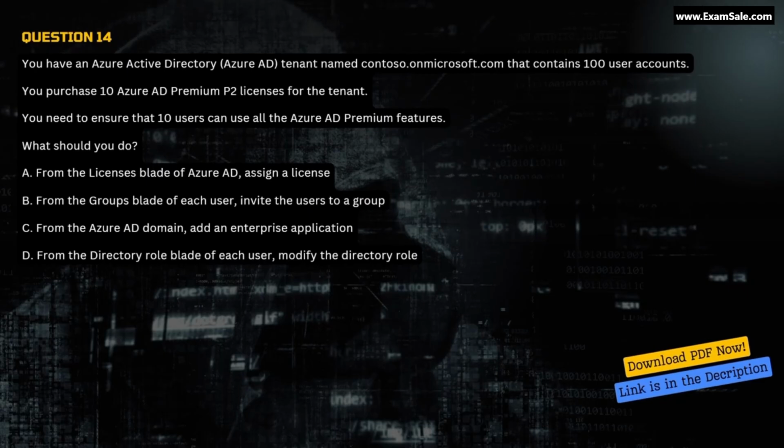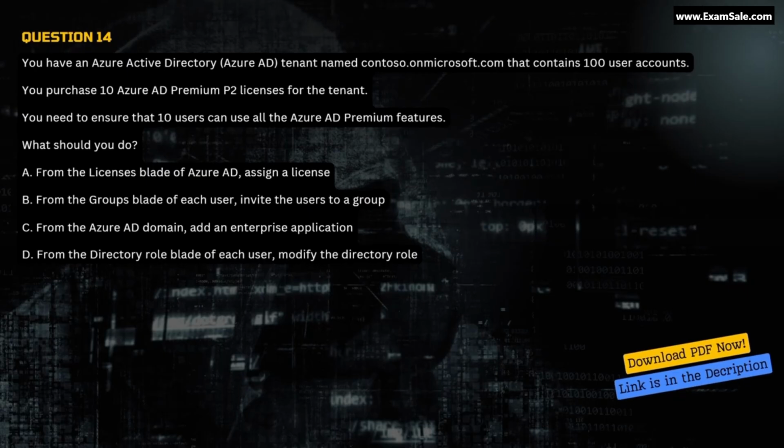Question 14. You have an Azure Active Directory, Azure AD, tenant named contoso.onmicrosoft.com that contains 100 user accounts. You purchase 10 Azure AD Premium P2 licenses for the tenant. You need to ensure that 10 users can use all the Azure AD Premium features. What should you do? A. From the licenses blade of Azure AD, assign a license. B. From the groups blade of each user, invite the users to a group. C. From the Azure AD domain, add an enterprise application. D.